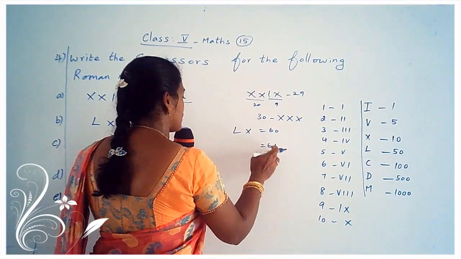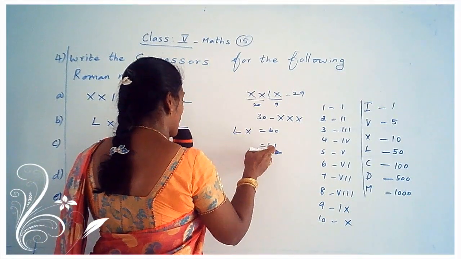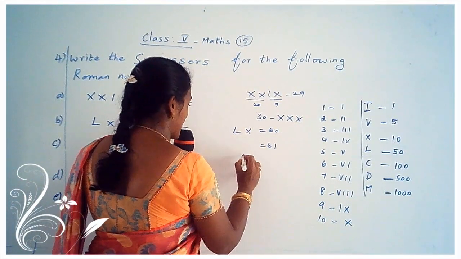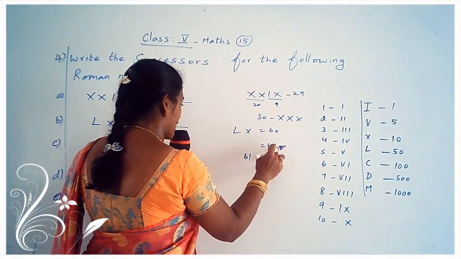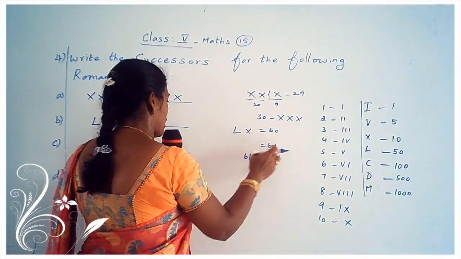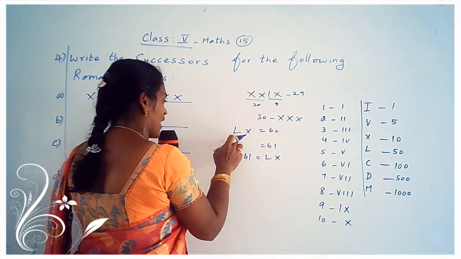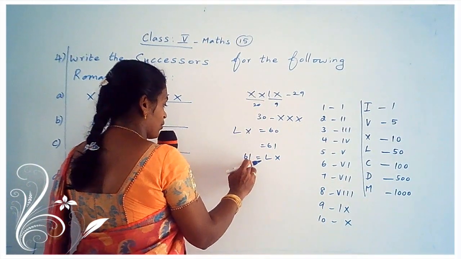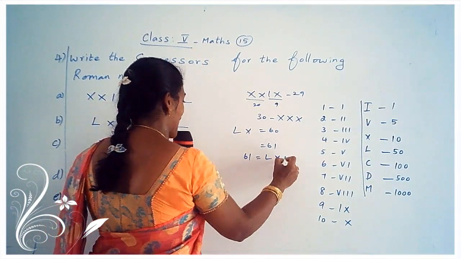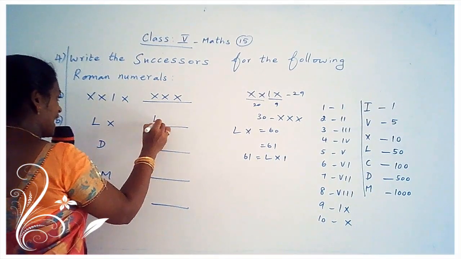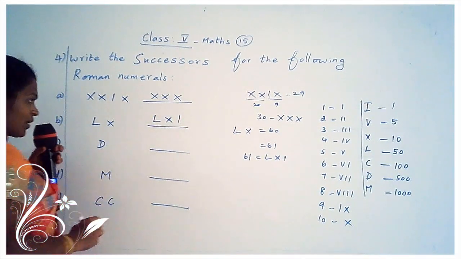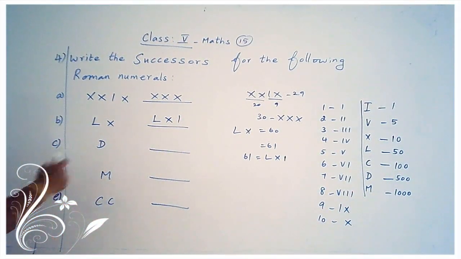So what is the Roman numeral form of 61? 60 means LX. 61 can be written as 60 plus 1. 60 means LX, so we need one more I. So LXI. So the successor of LX is LXI. Okay, clear? Yes.